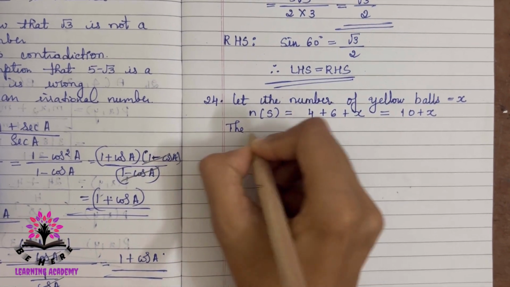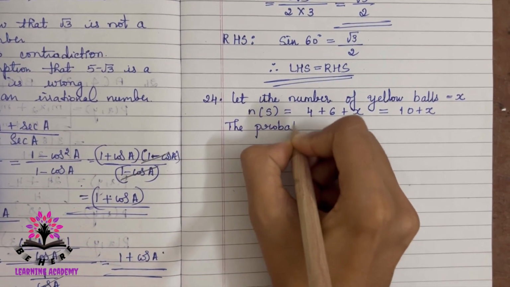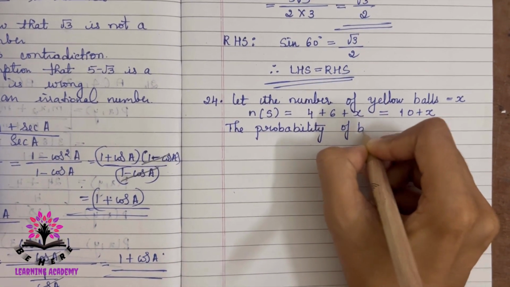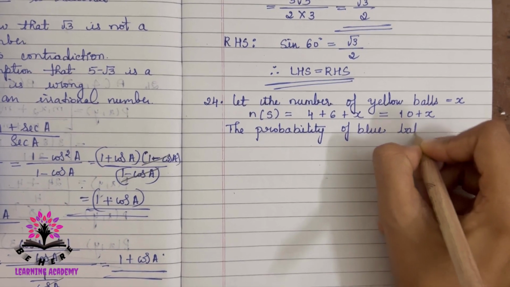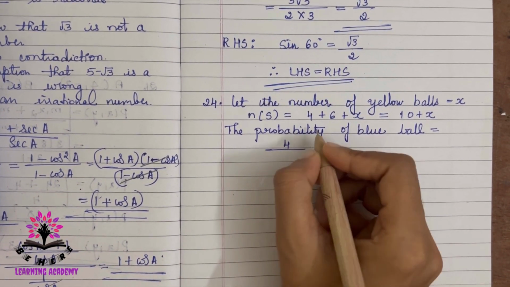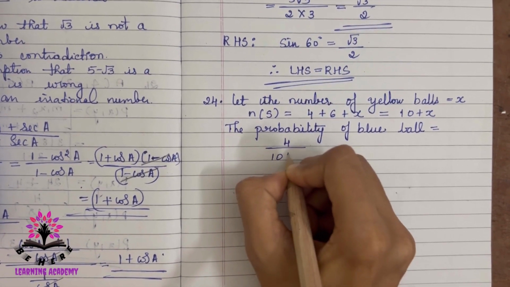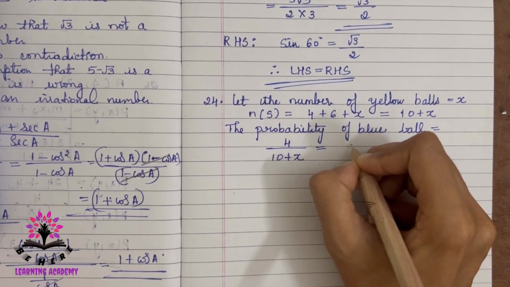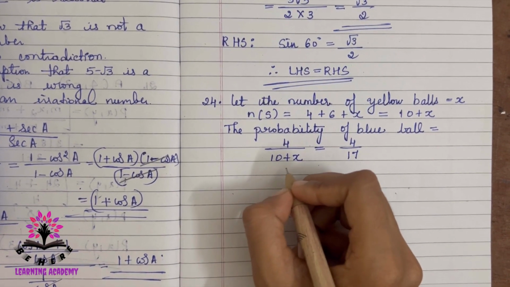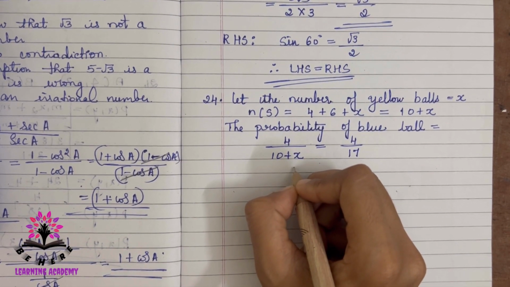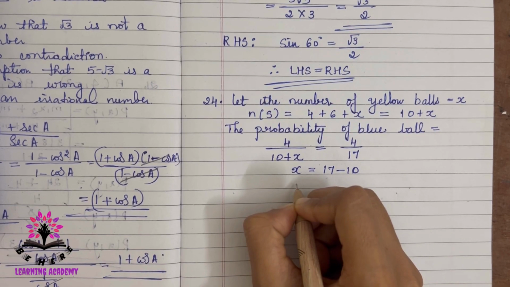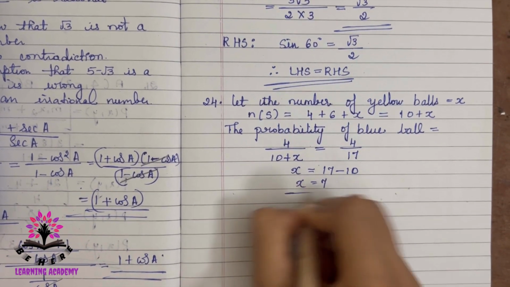So the probability of a blue ball will be equal to the number of blue balls, 4, divided by the total, 10 plus x, that is equal to 4 by 17. This value is already given. Let us cross multiply this. So x is equal to 17 minus 10, that is, x is equal to 7.